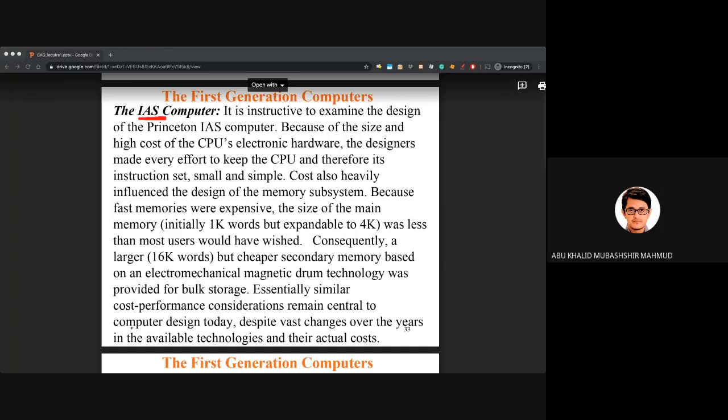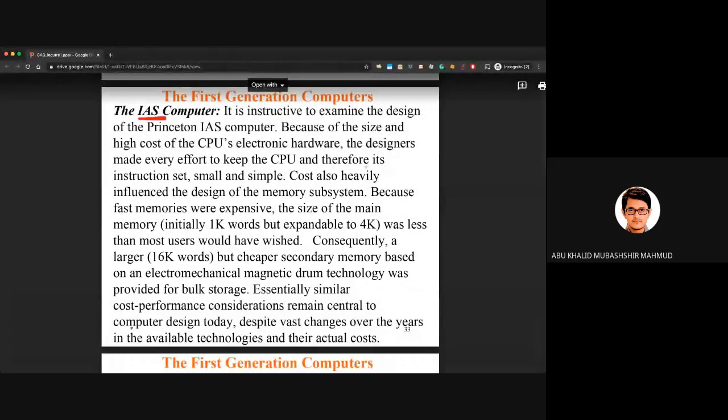Consequently, a larger 16 kilowords but cheaper secondary memory based on an electromechanical magnetic drum technology was provided for bulk storage. Essentially similar cost performance considerations remain central to computer design today, despite vast changes over the years in the available technologies and their actual costs.